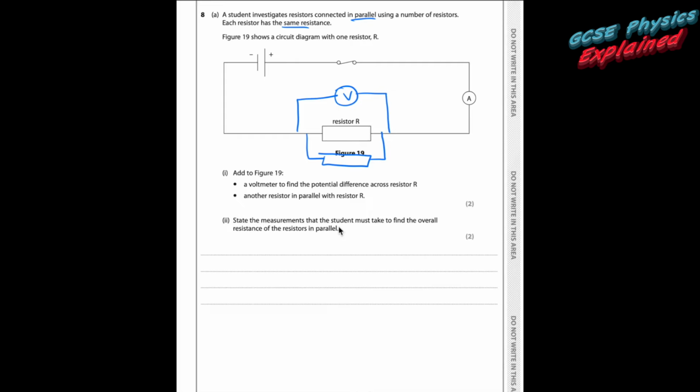Part 2. State the measurements that the student must take to find the overall resistance of the resistors in parallel. Right, in order to get the resistance, you're going to need the voltage and you're going to need the current. So measure voltage with a voltmeter and measure the current with an ammeter.